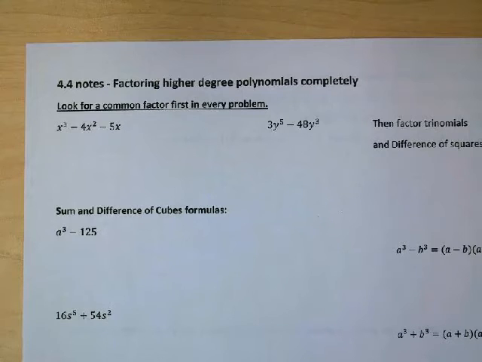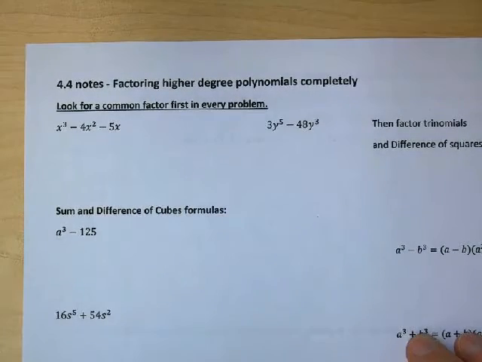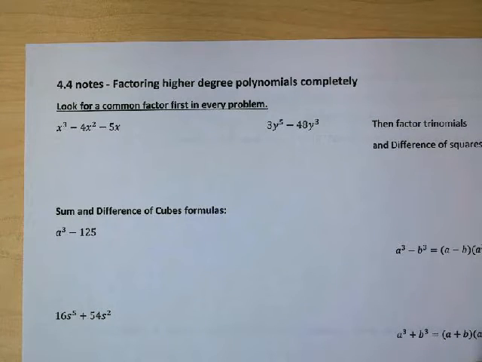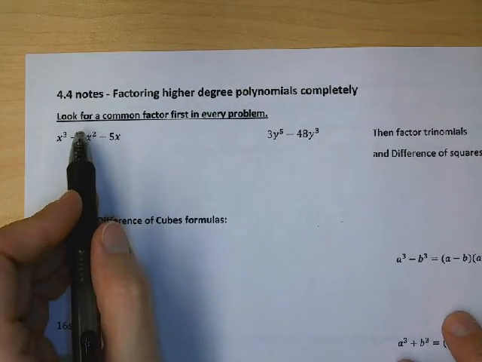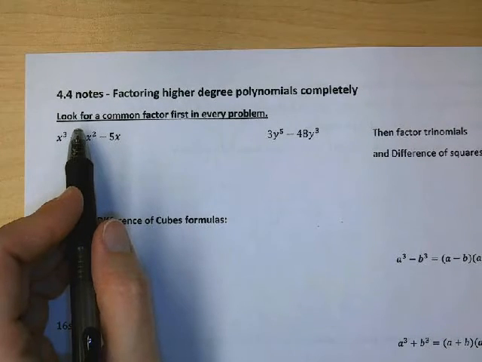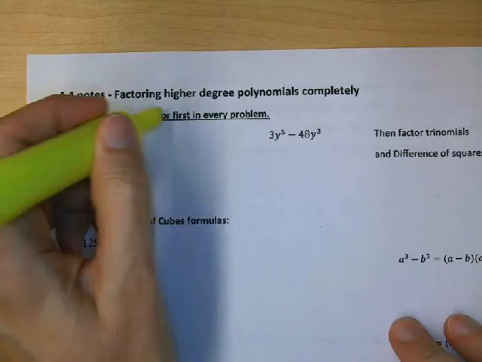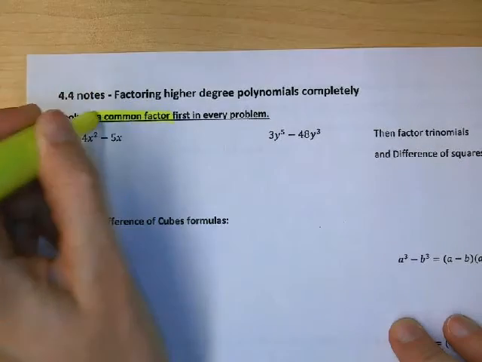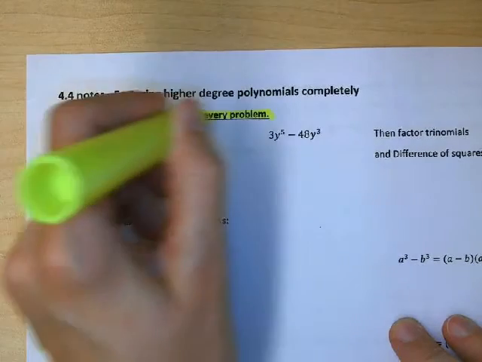Okay, so we're going to go over how to keep factoring higher degree problems and problems that are like x to the third power. And we've just been saying, and even on our bell ringer as we're going over it today, we've been saying to keep looking for greatest common factor. You should try to look for that first in every problem. Greatest common factor.